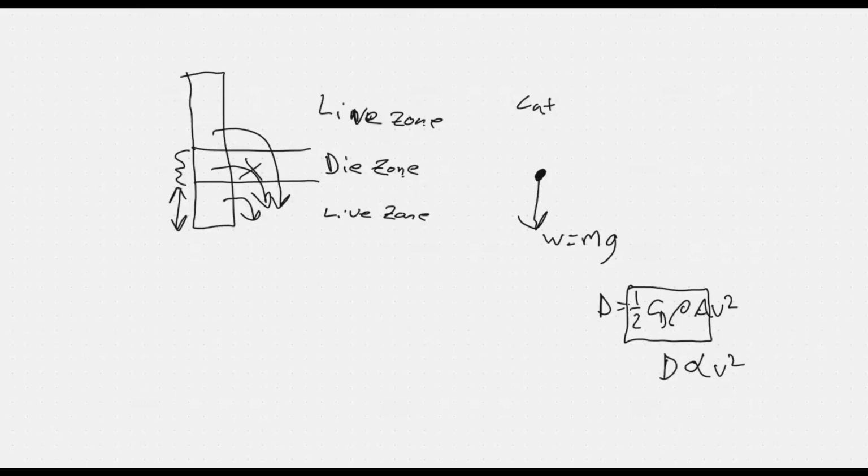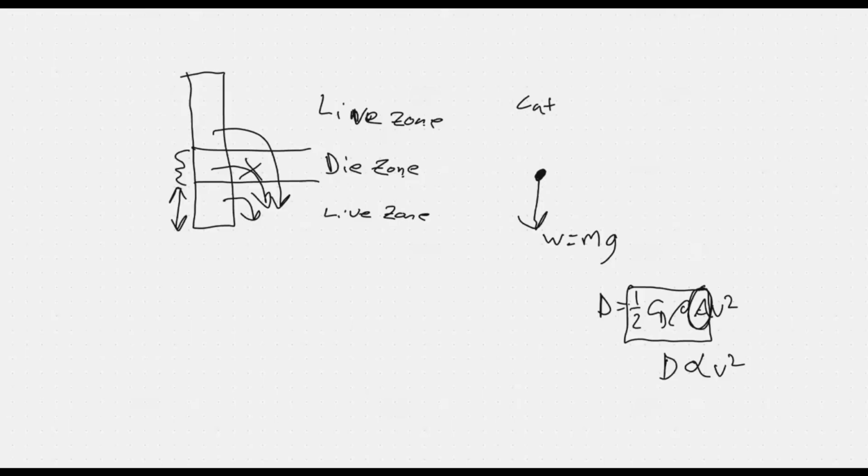The one thing that is changing while the cat falls is this area, this cross-sectional area, and that has to do with the way the cat is positioning itself. Is it balled up, or is it extending its arms out to make itself like a parachute? The mechanics of how the cat tends to tumble and do that has a lot to do with where this quote unquote die zone lives.